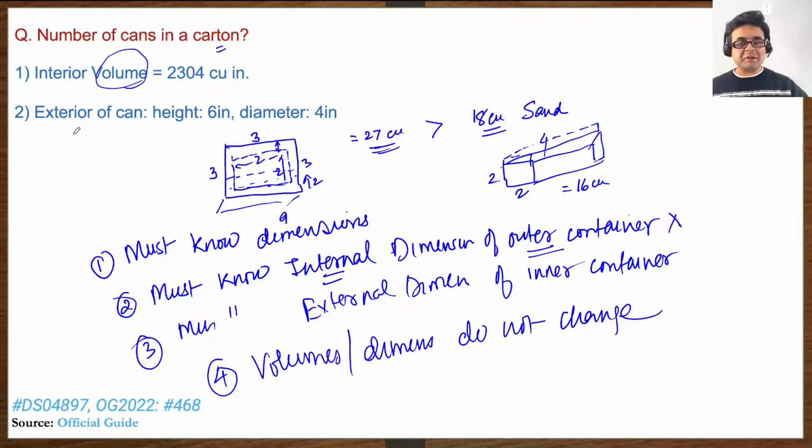In the second statement, I have been given the exterior dimension of the can, but still not the interior dimension of the carton. When I combine these two, I am still not given the internal dimension of the container. Easily my answer is E, because all of these postulates are not satisfied, and hence the answer to this question is E.